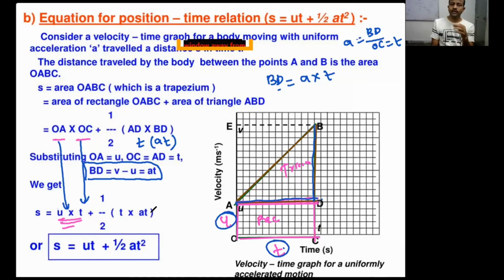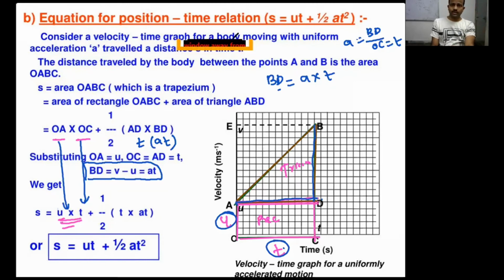In the place of BD you substitute the AT. In the place of AD, AD is parallel to the time axis. Value of the AD also t only, right? So t into AT will give the AT square. This is the second equation of motion. S equal to ut plus half AT square. Is it clear, everyone? Is it clear? Yes.